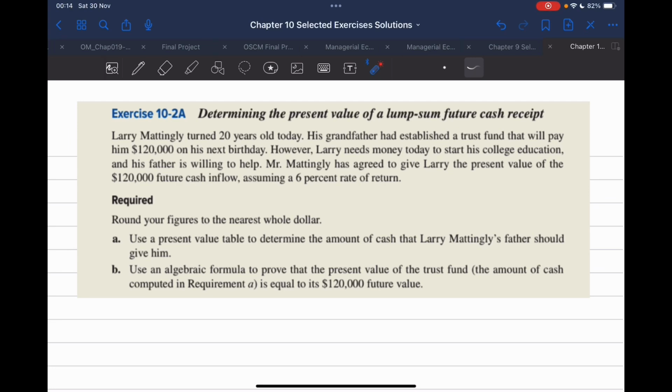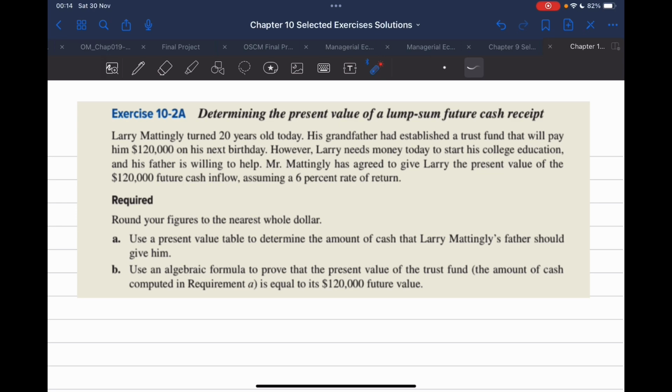In this series we're going to be looking at Chapter 10 exercises. In this video we're focusing on the first exercise that we're doing, exercise 10-2A. So let's read the exercise together.